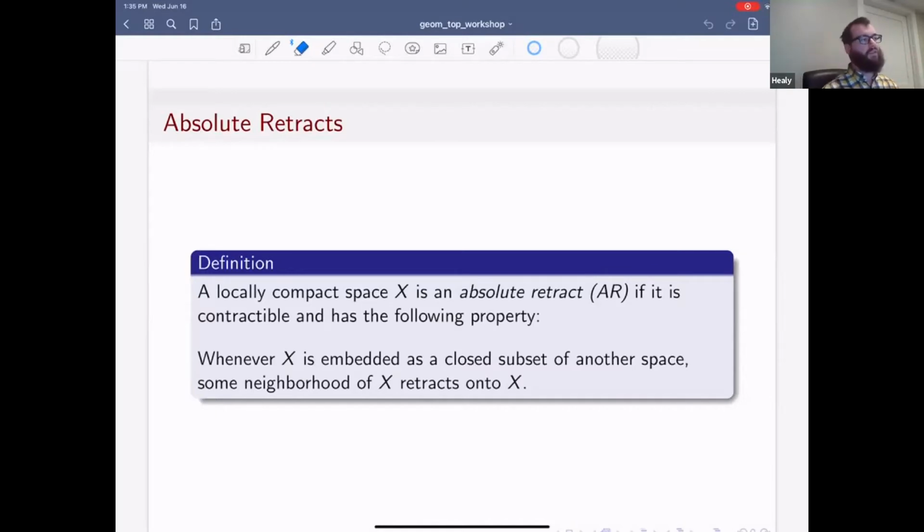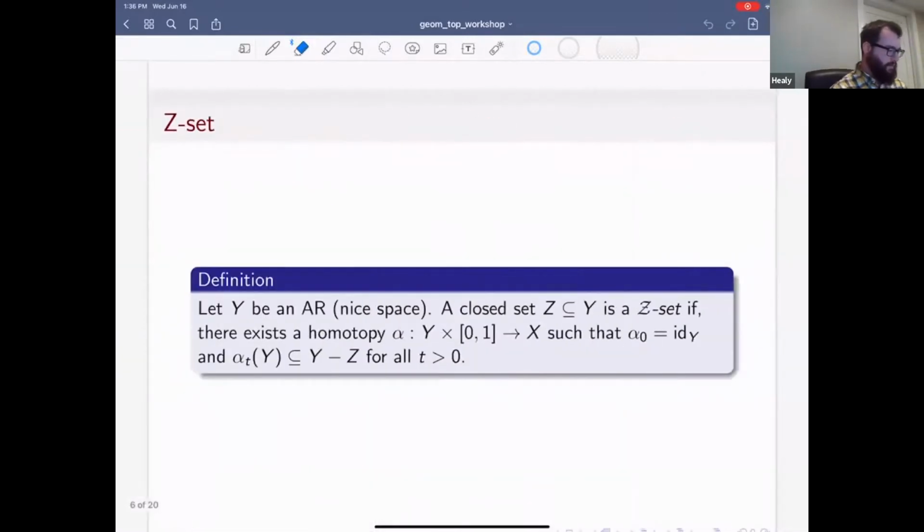If you think of CW complex every time you see absolute retract for the rest of this talk, perfectly good approximation. Okay, but this is the generality we're aiming to work in, in order to capture the broadest class of spaces that we can. All right. So I want to tell you about boundaries of spaces.